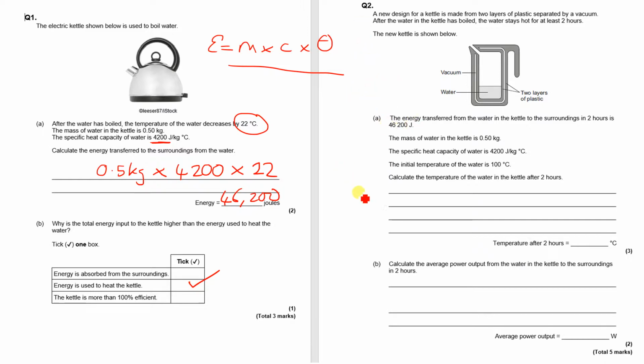Right, the next question is revolving around rearranging this equation. So I'm going to write E equals m times c times theta again, and we need to rearrange this equation, and we're going to find the temperature of the water. So we're trying to find this, which is the temperature. So we need to divide by m times c on both sides. So m times c is going to cancel out, and therefore our equation is that theta, which is our temperature change, is equal to energy divided by mass times specific heat capacity.